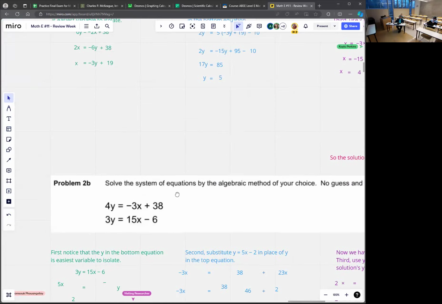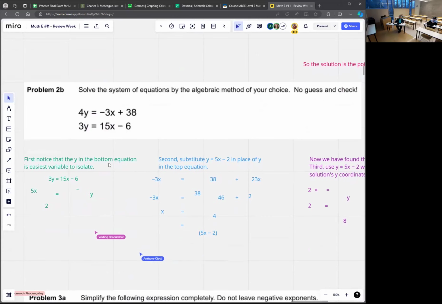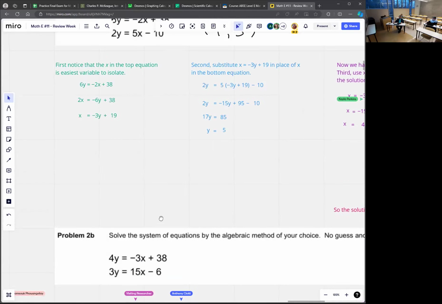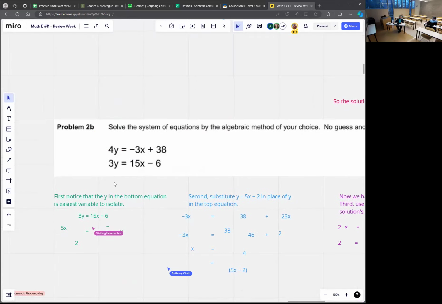This one looks very similar, right? They both have a 38 even. But in this case, it's the bottom equation that's the easiest to isolate something, because 3 goes into all of those, and that will get the y by itself. In the last one, it was getting an x in the top that worked out nicest. In this one, it's getting a y in the bottom because all 3 of the constants are multiples of 3. So I can divide by 3 and they all get simpler.